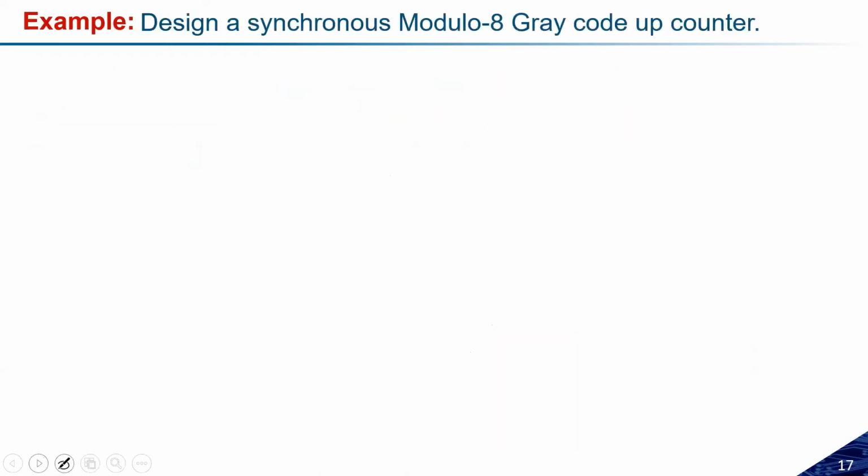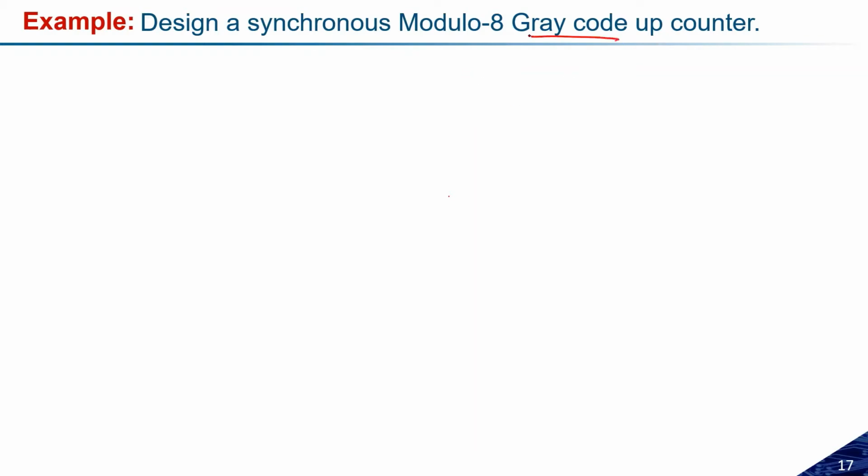Now let us try to design some different kinds of counters. Here I have to design a modulo 8 gray code up counter, which is a synchronous one. Synchronous means I have to connect all the clock pulses to the same signal. And modulus 8 means mod 8, 0 to 7, that should count from 0 to 7. And gray code up counter means it is not normal. If I am talking about a binary counter, in that case it will start from 0, then 1, then 2, 3, 4, 5, 6, and 7. This is possible in the simple binary counter.